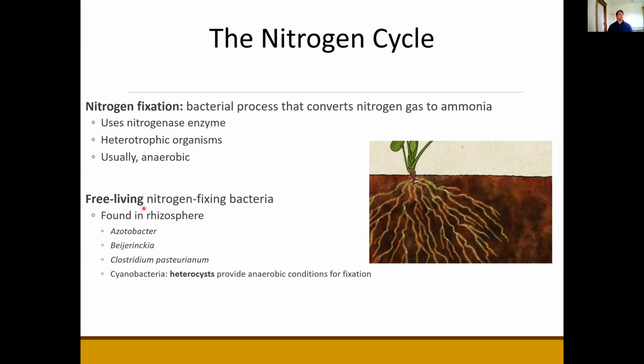Then moving on to free-living nitrogen-fixing bacteria. These are typically found in the rhizosphere. Just as a reminder, the rhizosphere is the region of soil in the vicinity of plant roots in which the chemistry and microbiology is influenced by their growth, respiration, and nutrient exchange. Here are some examples of organisms there, but one that I want to bring your attention to is the cyanobacteria that use heterocysts, which provide anaerobic conditions for fixation. So what is a heterocyst? These are specialized nitrogen-fixing cells that are formed during nitrogen starvation by some filamentous cyanobacteria. It's pretty interesting. They form these cells when they are deprived of nitrogen, essentially.